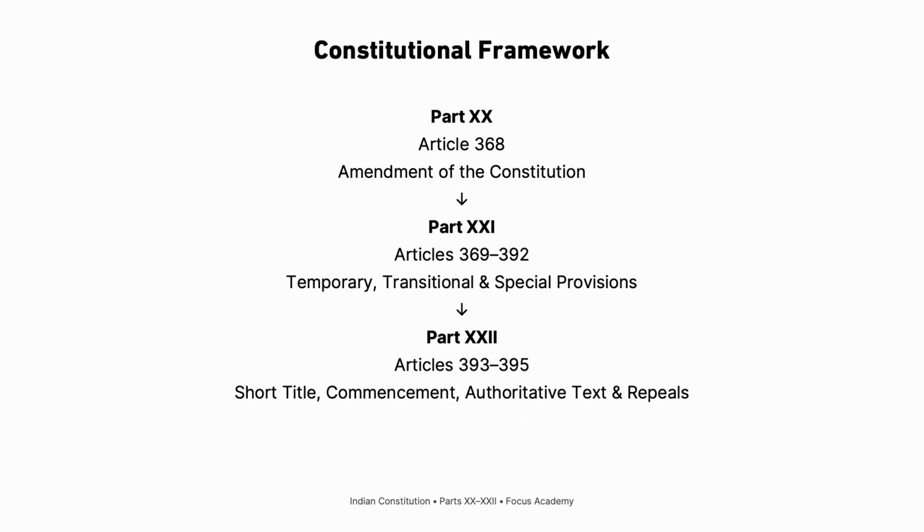Now, these are the articles covered under each part. Part 20 contains only one article, Article 368. Okay, if the Indian Parliament wishes to amend the Indian Constitution, they do it based on the rules and procedure contained in Article 368. Article 368 is explicitly and exclusively meant for changing the Constitution. The Constitution cannot be changed or altered easily. Okay, there's a very special procedure which is mentioned in Part 20 of the Indian Constitution.